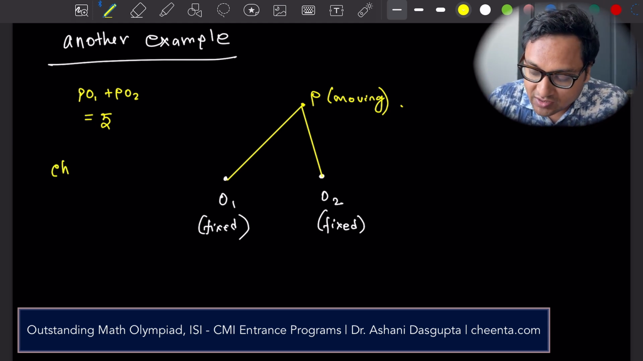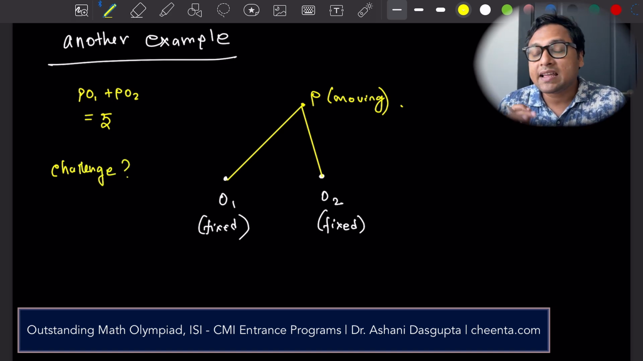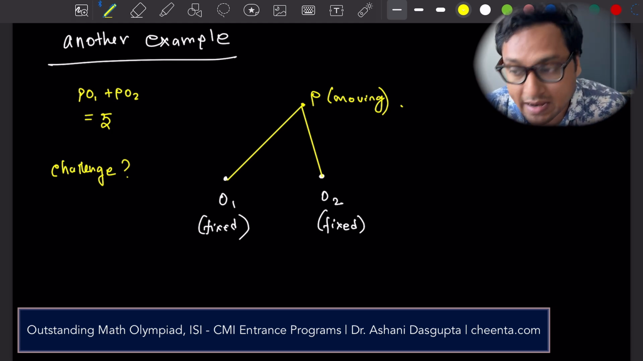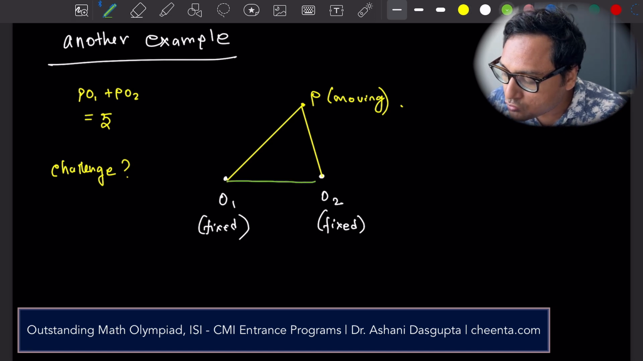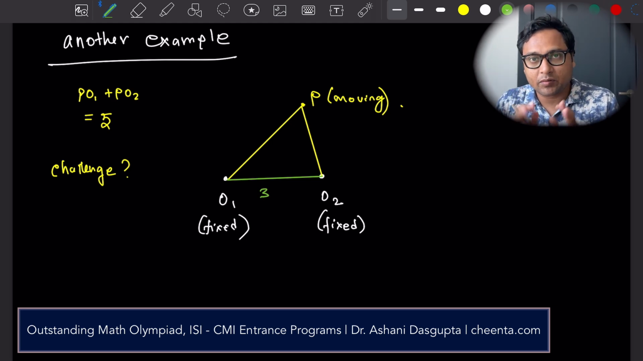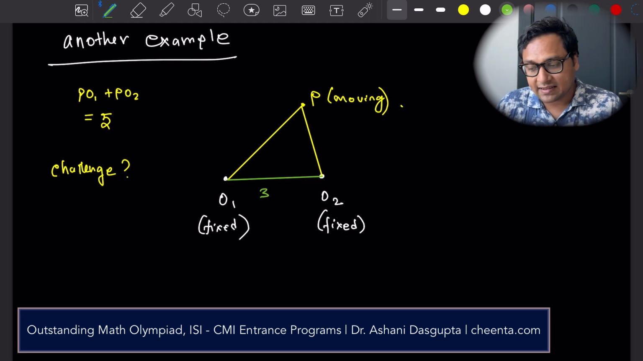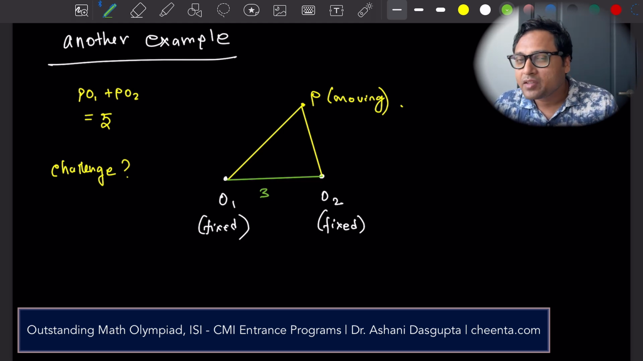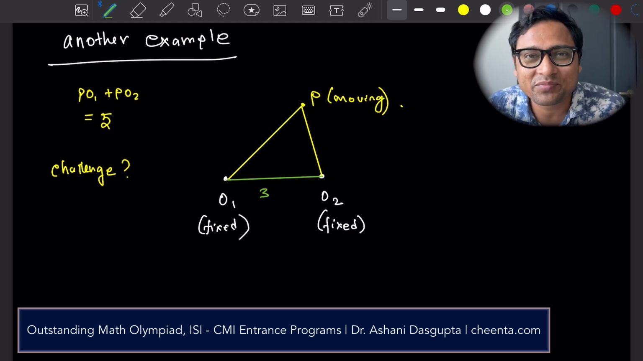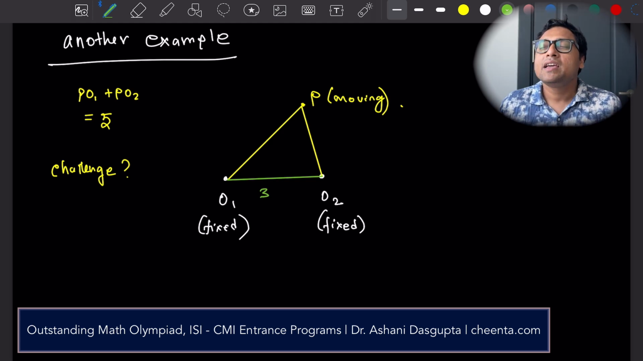Here is a challenge question. Can you tell me what will the path traced out by P look like? What will it look like? And it's also given that O1O2 is 3. The distance between O1 and O2 is 3. What will the path traced out by P look like? This is a very important figure. Mostly all of you know about it, either from mathematics or from geography. But I think you will have a lot of fun thinking about it.